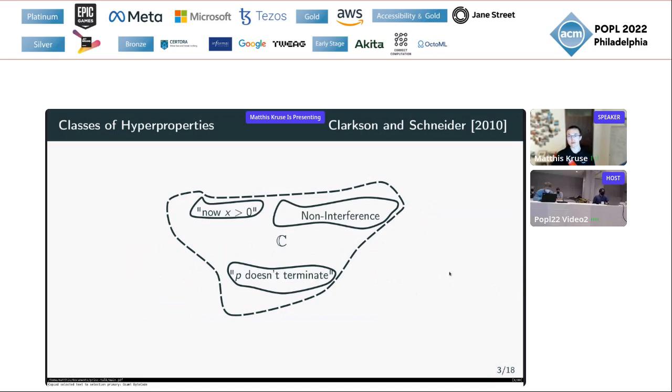Also, whenever you see text that is surrounded by such contours as depicted here on the slide, the text shall be interpreted as the name of the set the contour shall abstractly describe. It also doesn't really matter whether you see dashed lines or strike-through lines. However, dashed lines are an indication that what you are looking at is supposed to be a class, and the other stuff are supposed to be properties or hyperproperties. Okay, so here, C is the name of the class, which contains properties now x > 0, non-interference, and non-termination.